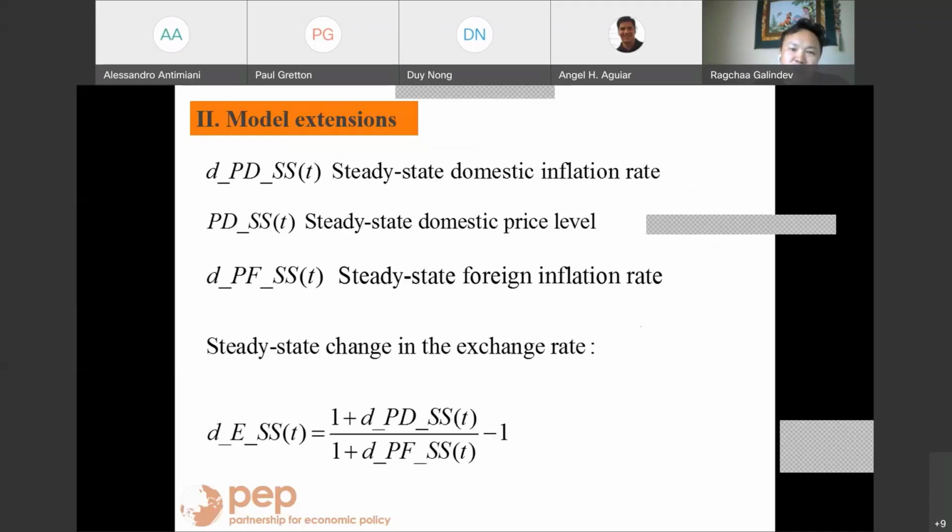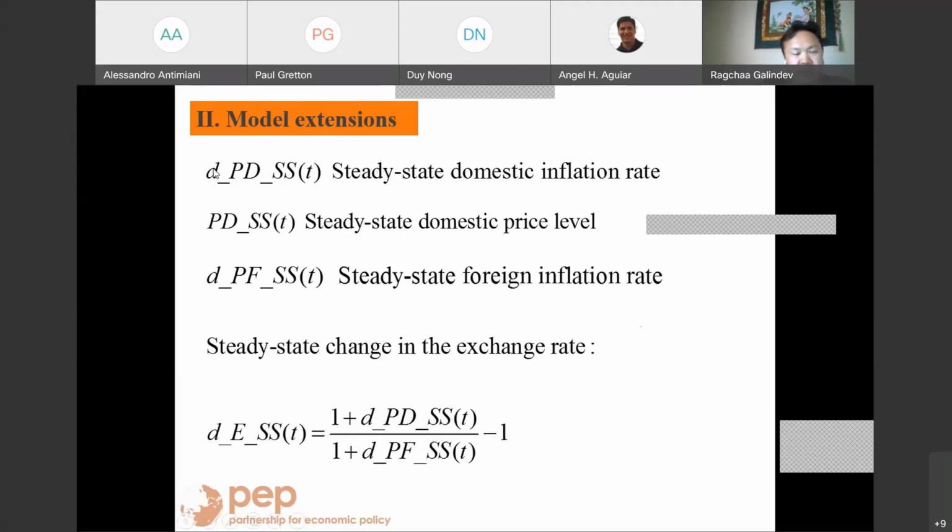So now I'm going to introduce some equations and variables. You can see here, this one is the dynamic CGE model, and we have to consider steady state equilibrium conditions, or balanced growth path. So the first one is the steady state inflation rate.